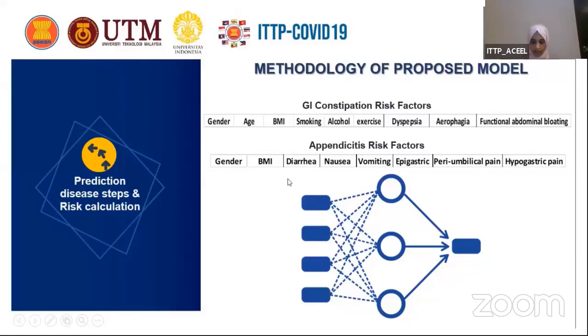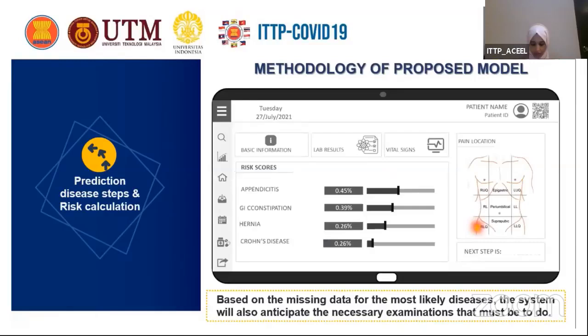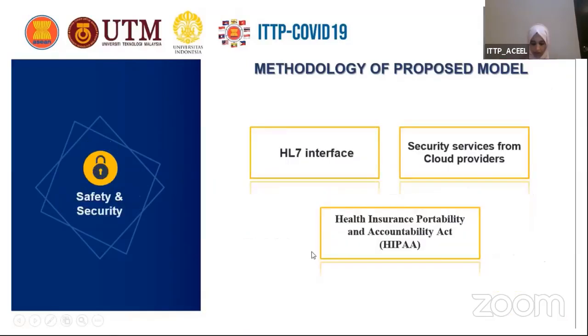So the method here will be based on gathering this data from previous patients. And then this data will enter an unsupervised machine learning algorithm, which will calculate the weightage for each factor. And then to evaluate the model, after entering a patient's data, the system will calculate the risk score of each disease. And based on the missing data for the most likely disease, the system will also anticipate the necessary examinations that must be done. The fifth aspect is the safety and security.